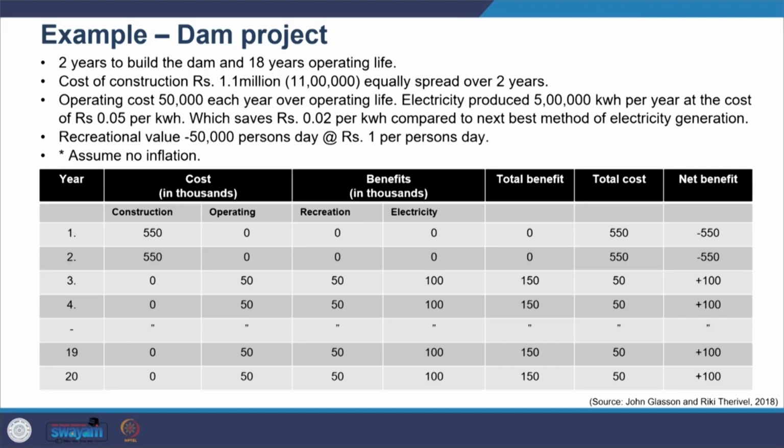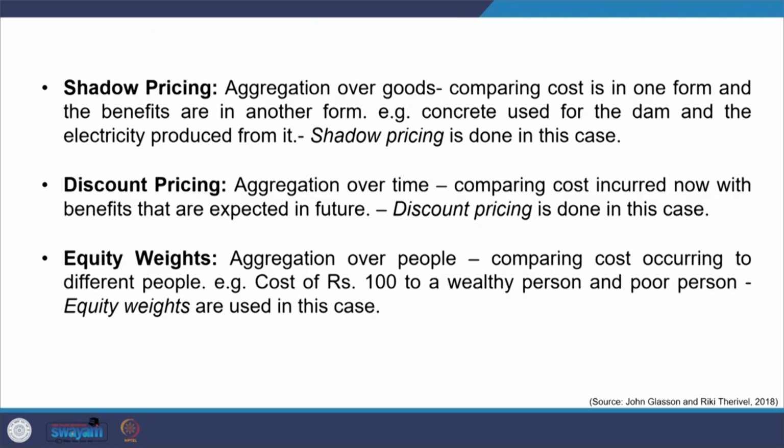And then you can see here they have taken it for a project period of 20 years. So you can see in the first column 1, 2, 3, 4 and so on till 20 years' time. That is how they are seeing it, and in the process one needs to undertake shadow pricing, discount pricing and equity weights. So what do we really mean by shadow pricing?